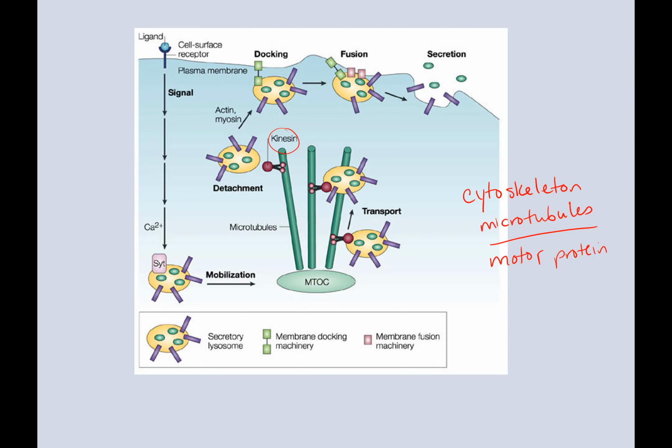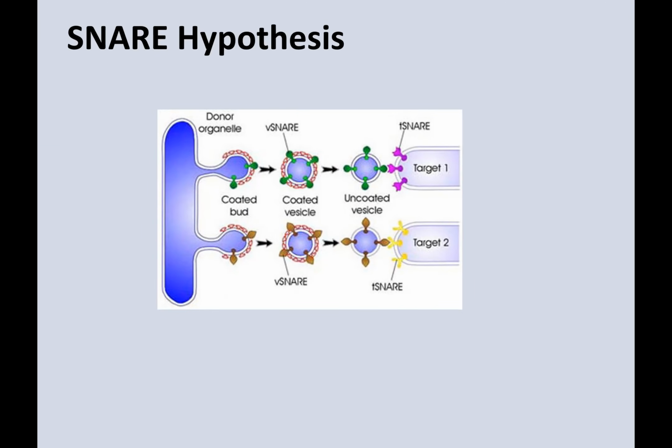The other part of this slide that I want you to understand is this docking and fusion. And what I want you to know is that exocytosis, endocytosis, membrane fusion, movement of the vesicles is specific. So I want to talk about the SNARE hypothesis. And basically what this is telling us is there is specificity in the sorting and trafficking of vesicles.